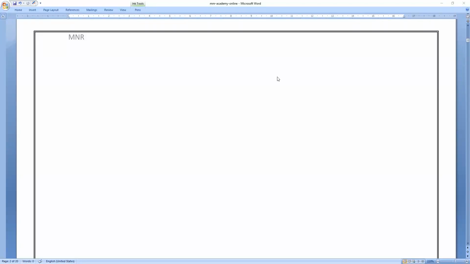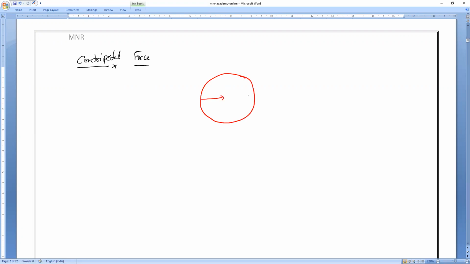So in today's class, we are going to continue from yesterday's topic. At the end of yesterday's class, we studied the centripetal force. Am I correct, everybody? Yes, all of you? The centripetal force is the force, we all know, which is always acting perpendicular to the direction of velocity, and always towards the center, or along the radius.